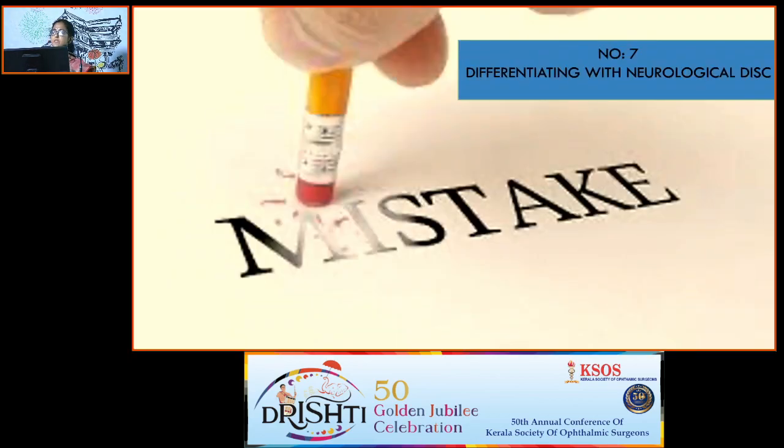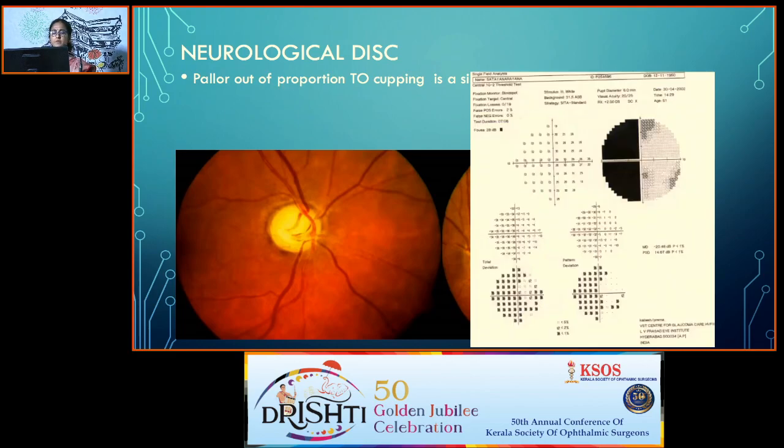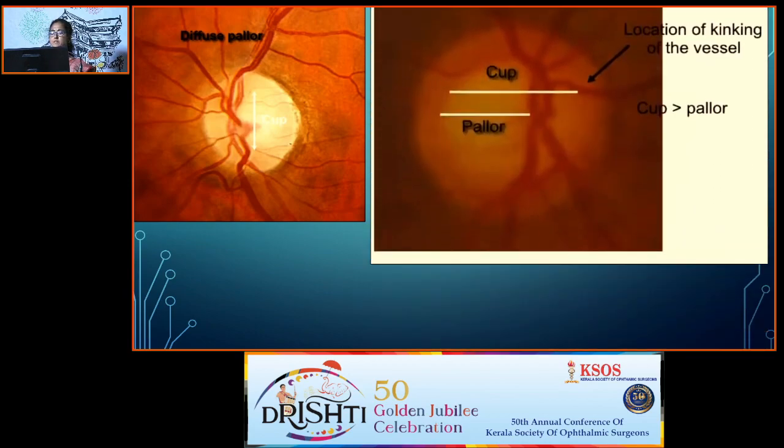Mistake number 7, differentiating with a neurological disc. What is this disc? It's very obvious. Neurological disc. Pallor out of proportion to cupping. That's a sign of a neurological disc. So you can see the field also, you can correlate that it respects the vertical meridian. But what about this cup? There is a diffuse pallor, but here the cup is more. It's more of a glaucomatous cup.